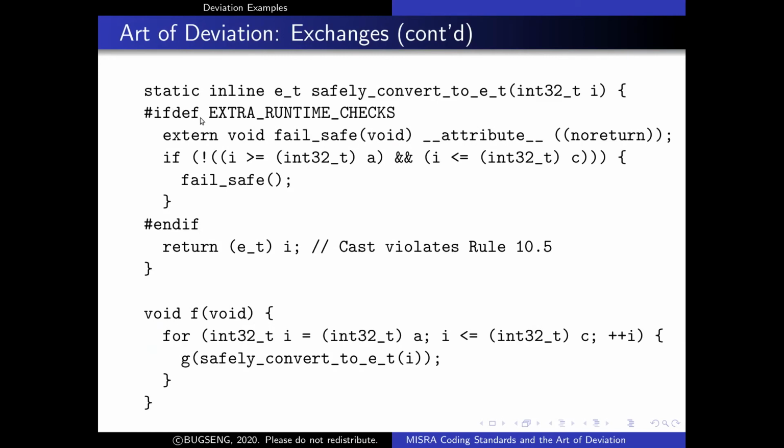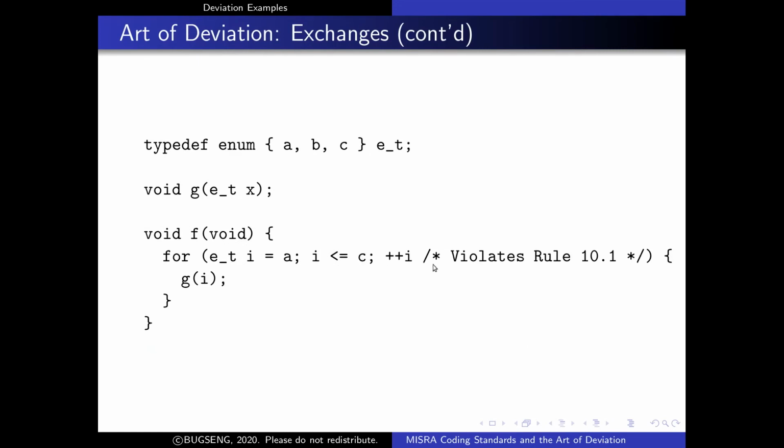And if we have the macro extra runtime checks defined, then we can do even more. We check that the value passed is within the allowed range, and if not, we call a fail-safe function. If extra runtime checks is not defined, we simply cast the integer to the enumerated type. This is a violation of rule 10.5, but we deviate it once and in a very controlled environment, which is this one, instead of possibly deviating dozens of loops like this one.